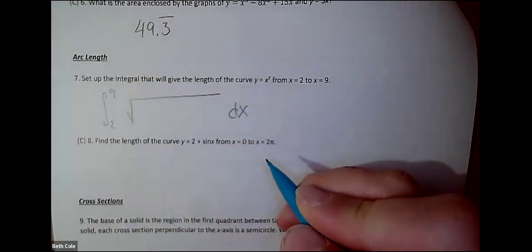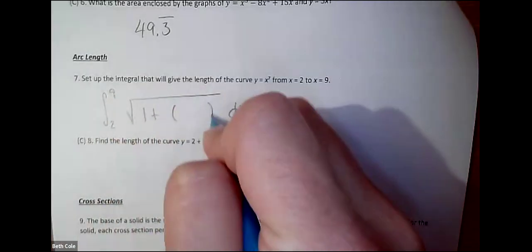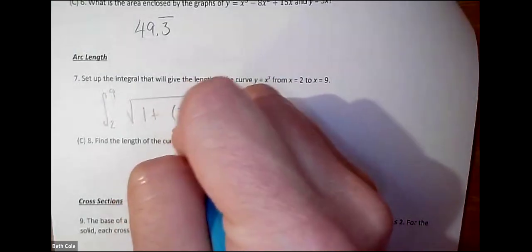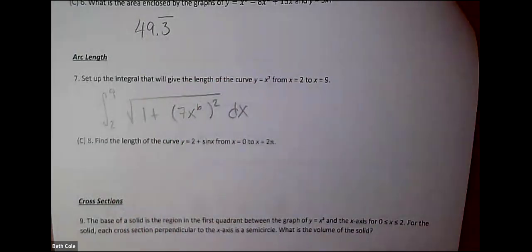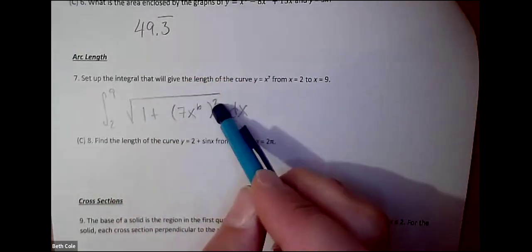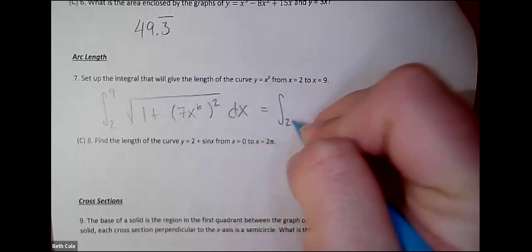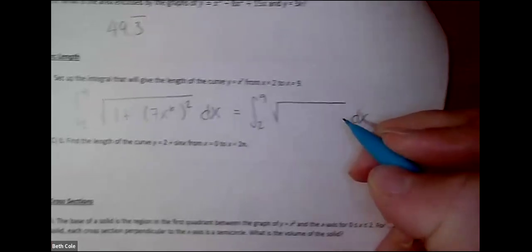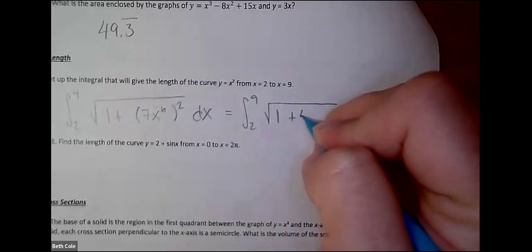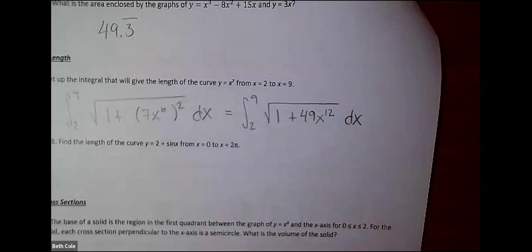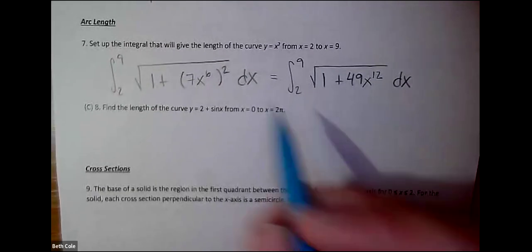Again, set it up blank. You're going to have 1 plus the derivative squared. Derivative of this would be 7x to the 6th. Remembering this one now, they are going to actually square this stuff though. So I'm going to do one more step. I was thinking about erasing it, but I'll just write another step. So 7 squared is 49, and x to the 6th squared would be x to the 12th. When you do a power to a power, you multiply them. So that is what your answer choices will look like.